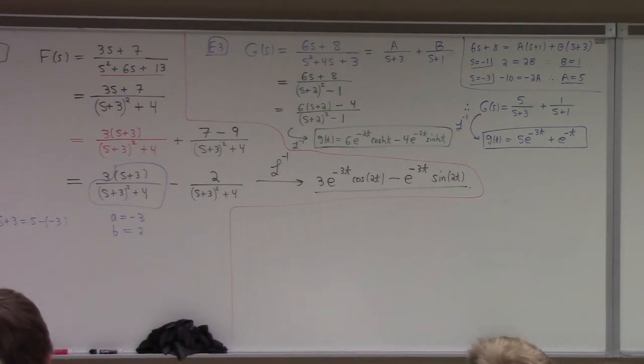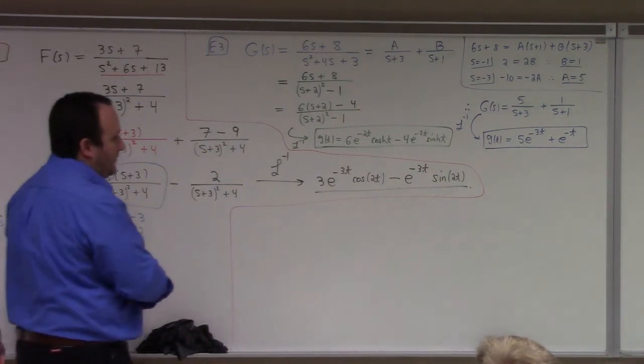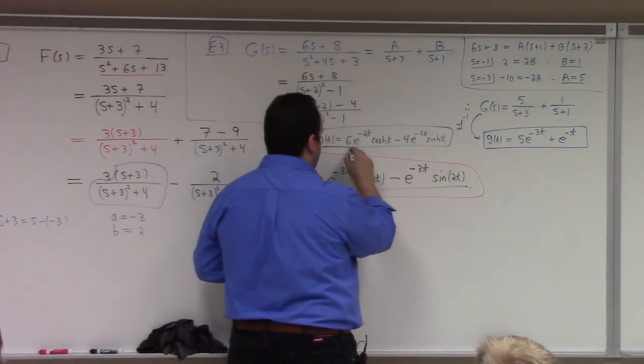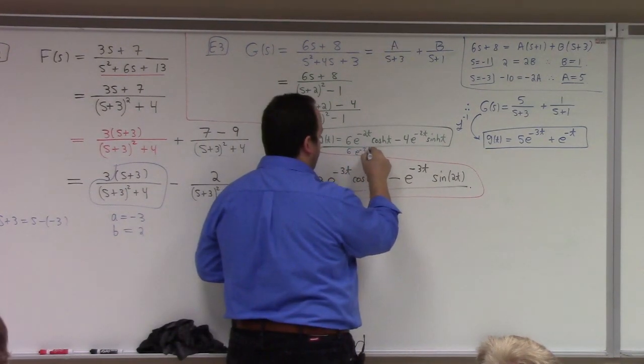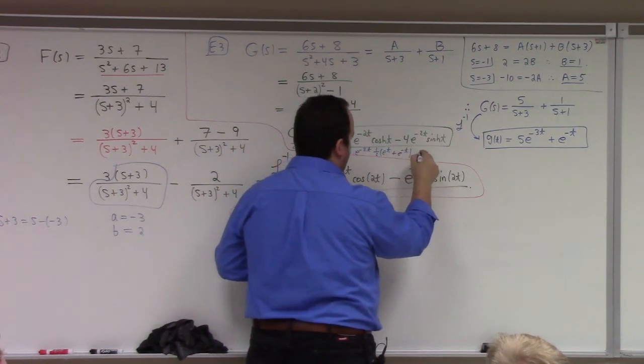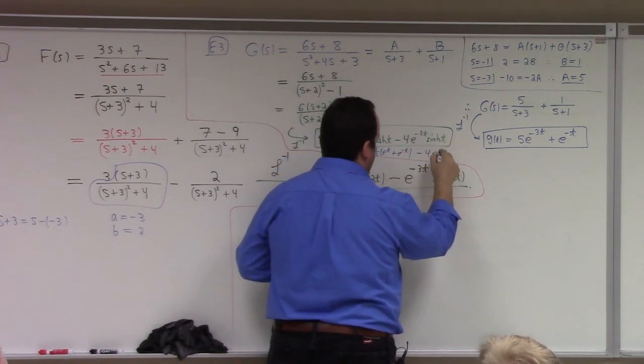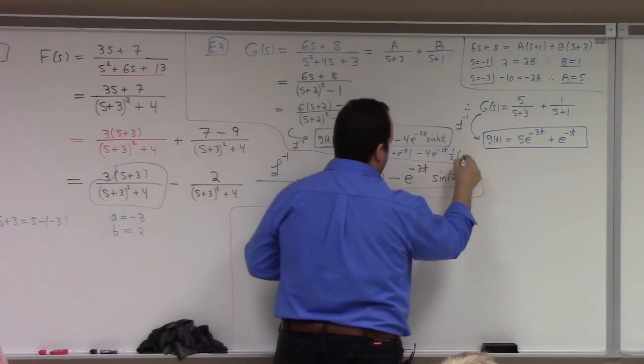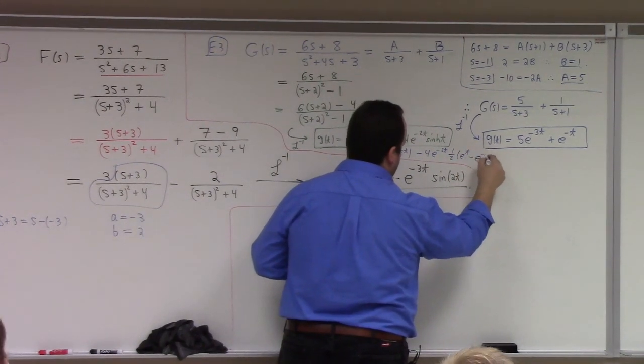Now you might think the blue answer is better. I probably would agree with you, but that is the correct answer. If you multiply it out, you can see that they're the same thing. That's probably good for us to do. This is 6 e to the minus 2t, 1/2 e to the t plus e to the minus t, right? Minus 4 e to the minus 2t times 1/2 e to the t minus e to the minus t.